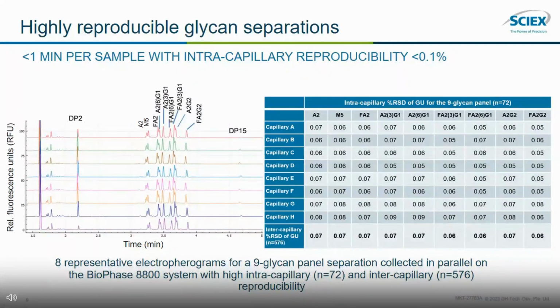Even more amazingly, we can do this with a high level of reproducibility, as shown on the electropherogram on the left for capillaries A through H. When we look at the table on the right, we calculate %RSD of GU for our 9-glycan separation profile. This table shows high intracapillary reproducibility of less than 0.1% across 72 samples, and high intercapillary reproducibility of less than 0.1% across 576 samples.